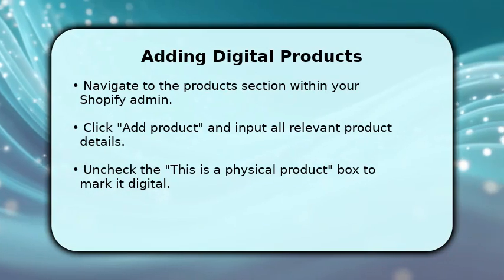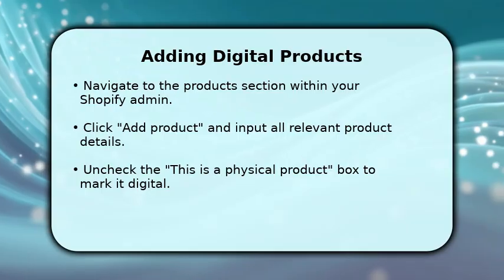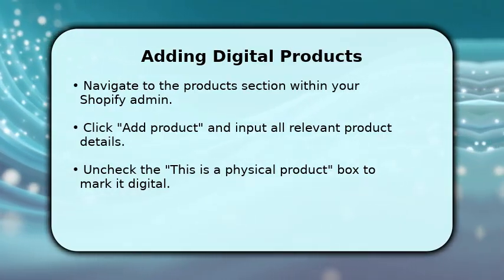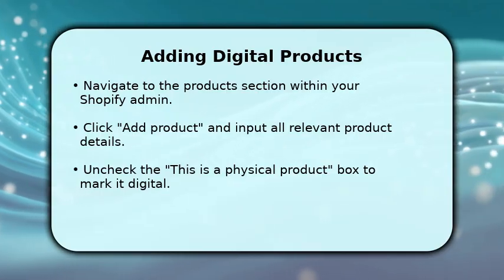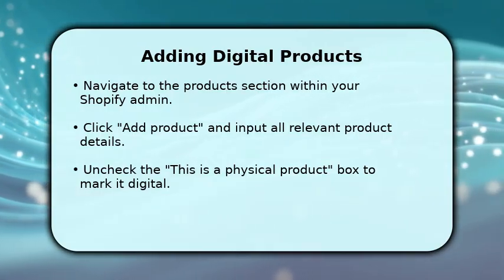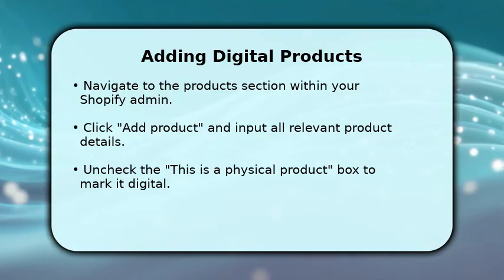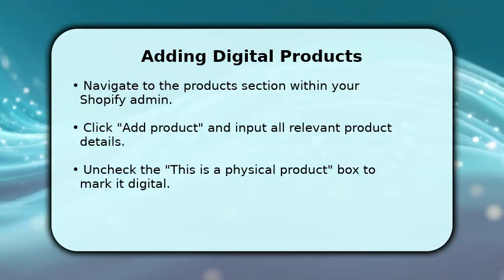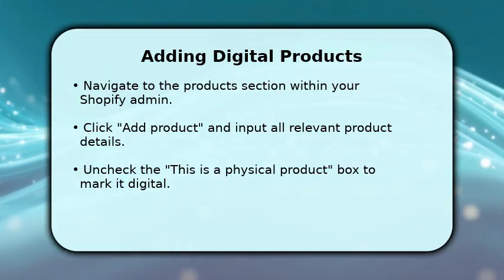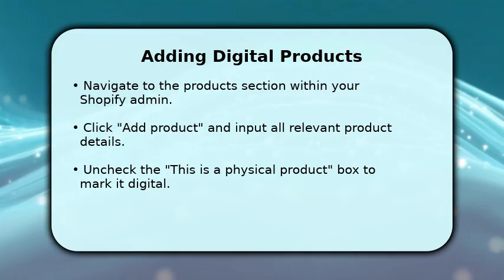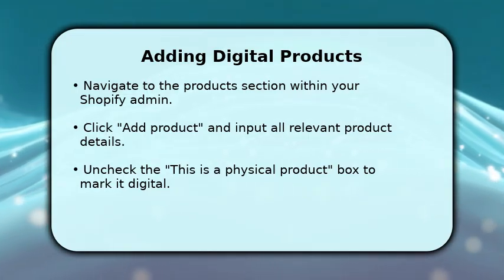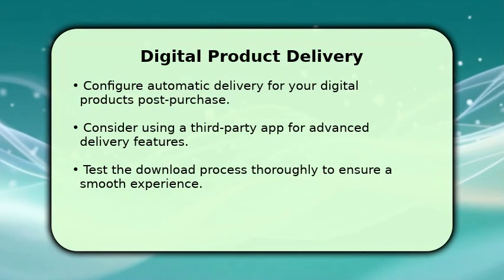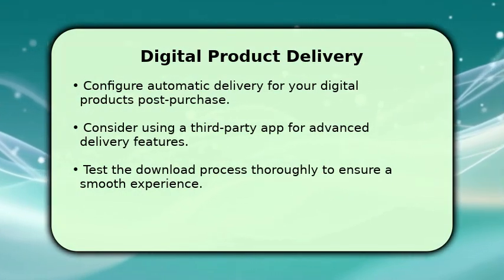Now, let's add your first digital product. From your Shopify admin, navigate to the Products section and click Add Product. Here, you will input all the essential details like the product title, description, and pricing. Crucially, remember to uncheck the box that says this is a physical product to correctly designate it as digital. Then, upload your digital file, whether it's an ebook, software, or template, making sure it is accessible for download after purchase. Ensuring seamless delivery is vital for digital products.